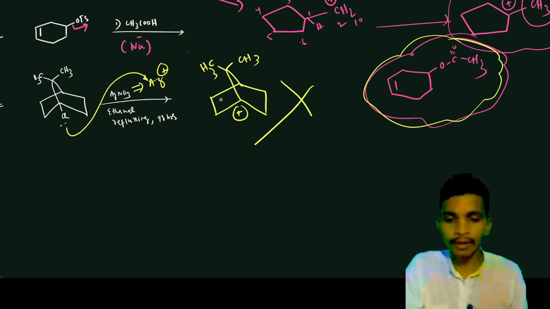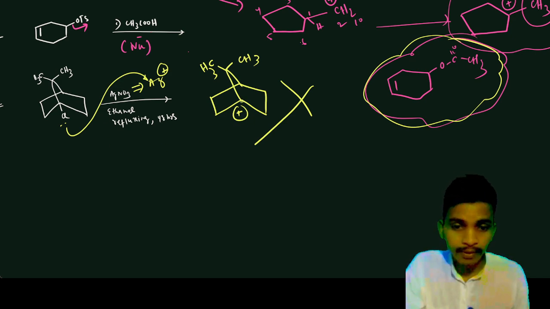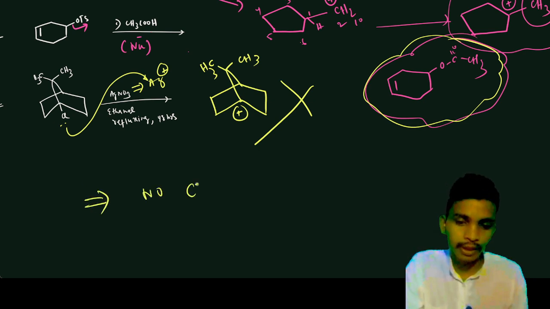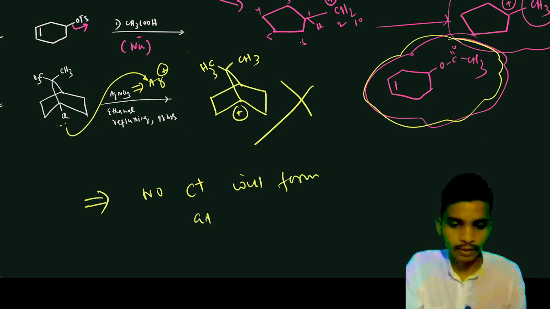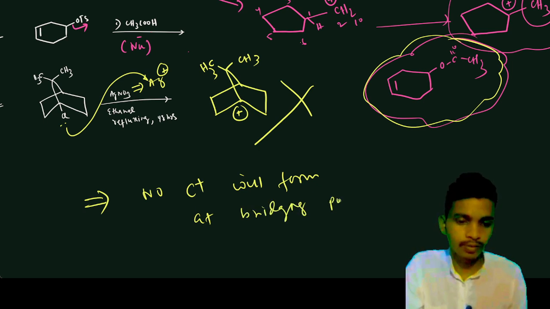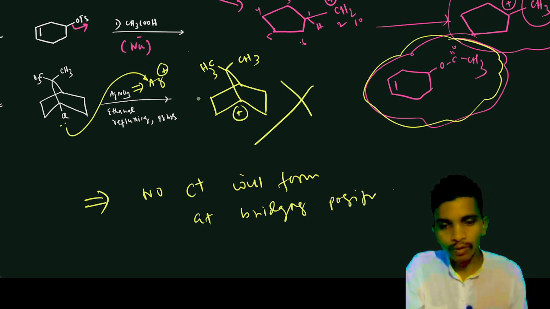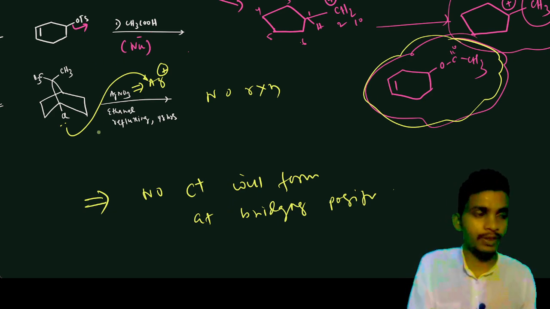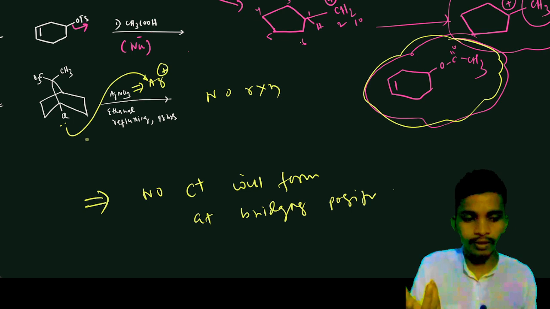The reason is that this carbocation is forming at the bridge position, so no carbocation will form at bridging positions, so it will not happen. So this is going to be no reaction, because the carbocation is forming at the bridging position. If the carbocation is forming at a bridging position, then that type of reaction will not happen.